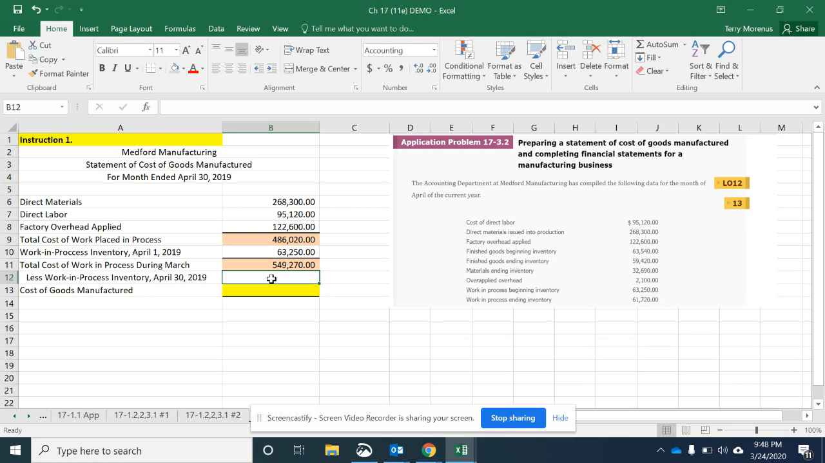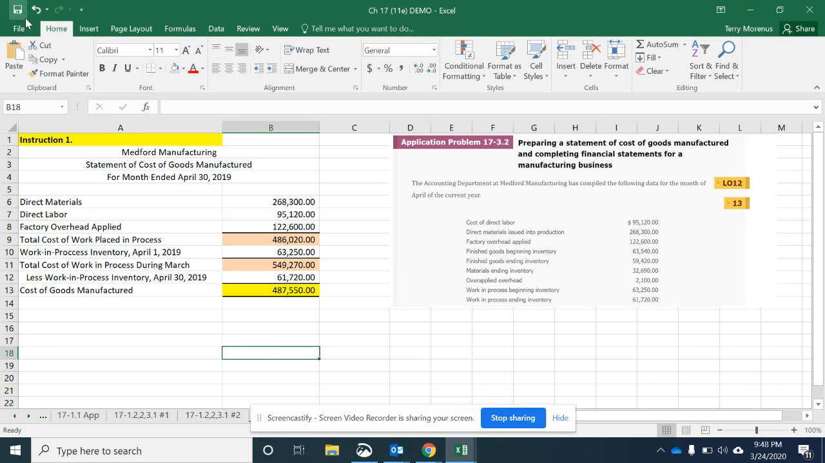All right, then we're going to take the less work in process inventory at the end of the month, April 30th, and that is where less work in process at the end should be 61,720. Then we've got the cost of goods manufactured, so we have to subtract that out. It's going to be equals 549 minus the 61,720, and we get a total cost of goods manufactured.